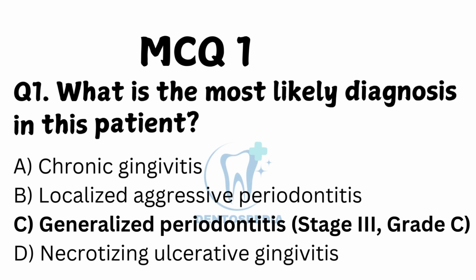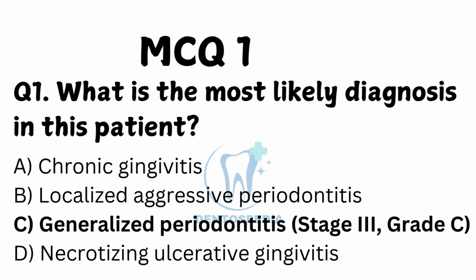The correct answer is C. Generalized periodontitis. Stage 3, Grade C. Why? Because this patient is middle-aged, has severe generalized bone loss, deep pockets, and key risk factors like smoking and uncontrolled diabetes. That fits Stage 3 for severity, and Grade C for rapid progression. Other options? Gingivitis doesn't cause bone loss. Localized aggressive periodontitis occurs in teenagers, not 58-year-olds. NUG presents with necrotic papillae and pseudomembrane, which we don't see here.